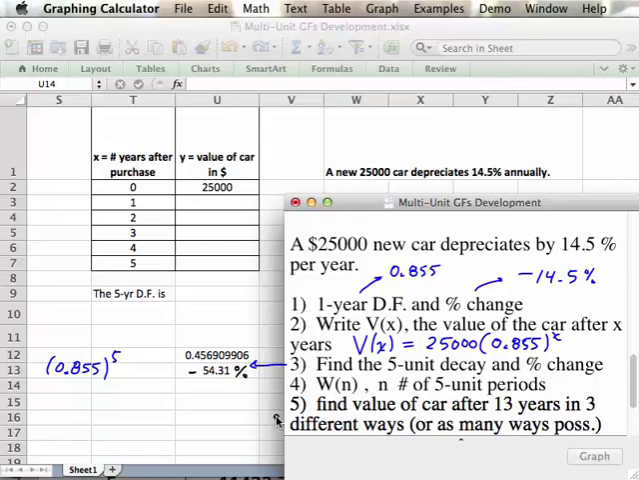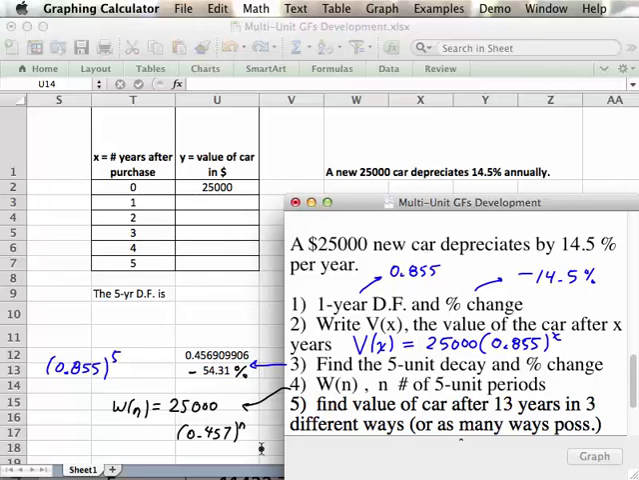Okay, and who wrote the function W of n? Jose, did you get it? Tell me. W of n equals 25,000 times 0.457 to the n. Right, so it's giving us 2 different ways to model the value of the car. We got V of x, which models it year by year. W of n models it in 5-year chunks, where n is the number of 5 years.